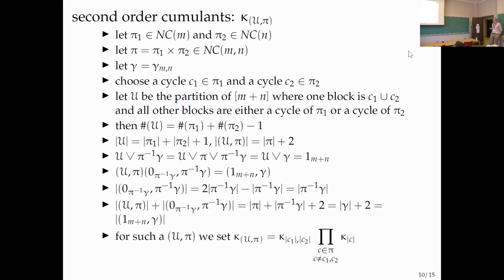U is already bigger than pi, so there's no harm in suping U with pi. That's still U. And then by the associative law, I sup pi with pi inverse gamma, but that just gives you gamma, because each pi already lives only on one cycle, so nothing is gained there. But U connects the two blocks of gamma, therefore you just get one block. So the purpose of this line was to show that U sup pi inverse gamma is equal to 1. And so when I multiply these two things according to my rule, I get 1 m sub n comma gamma.